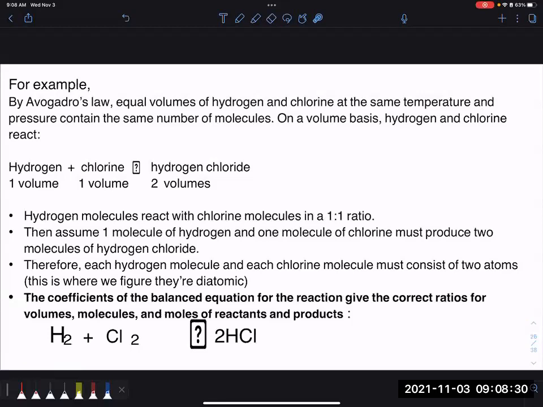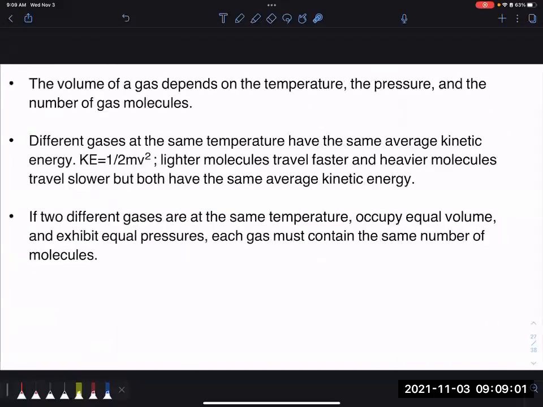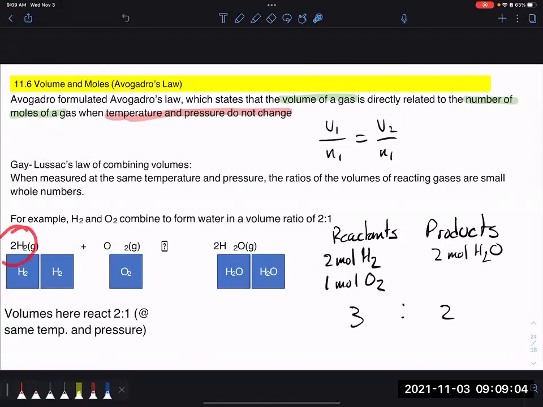So for example, by Avogadro's law, equal volumes of hydrogen and chlorine at the same temperature and pressure contain the same number of molecules. On a volume basis, hydrogen and chlorine react. So 1 volume of hydrogen plus 1 volume of chlorine gives you 2 volumes of hydrogen chloride. Hydrogen molecules react with chlorine molecules in a 1-to-1 ratio. Oh, I see what this is saying. It's talking about the 2-to-1 ratio between hydrogen and oxygen. I see.